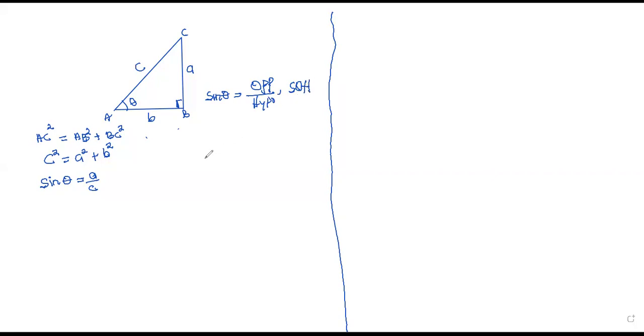So we represent this in the form of an acronym. If we square sine theta, which we also call sine squared theta, this is equal to A squared over C squared, right?